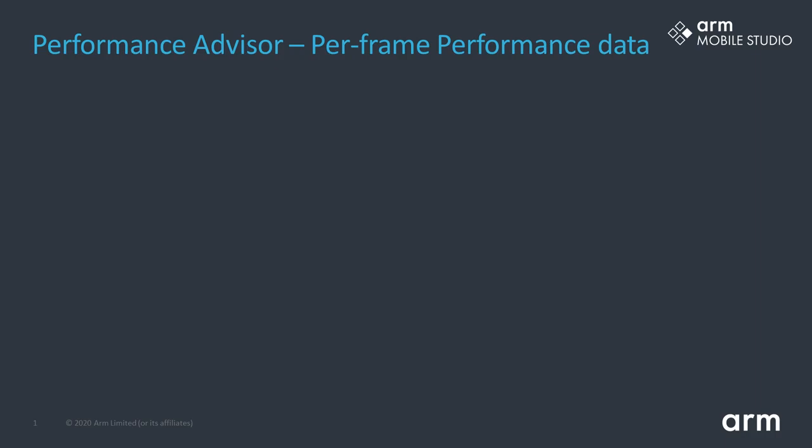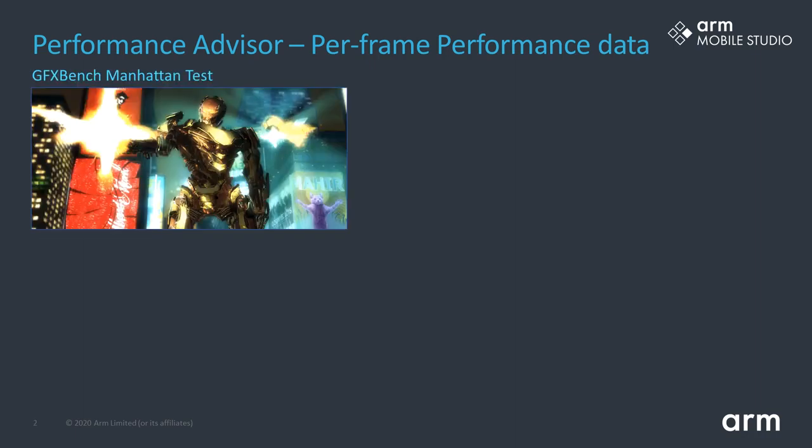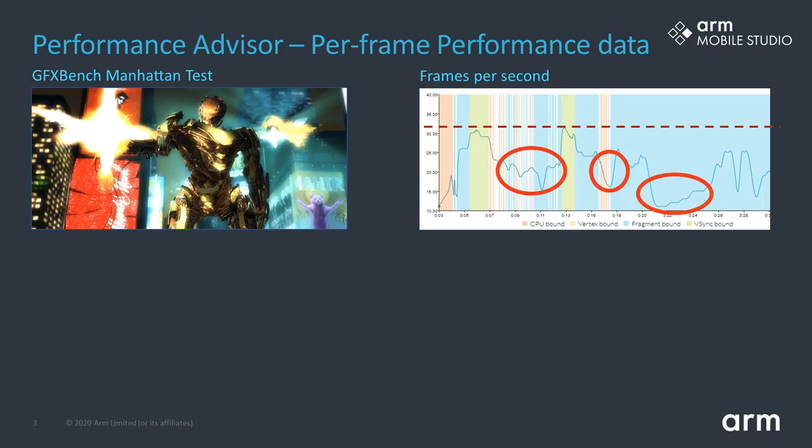When these samples are normalized for frame rate, the data becomes much more accessible and relevant. In this example, we can see the GFX Bench Manhattan test running on a mass market device targeting 30 FPS. While some frames manage to hit 30 FPS, there are some significant performance drops which need investigating.